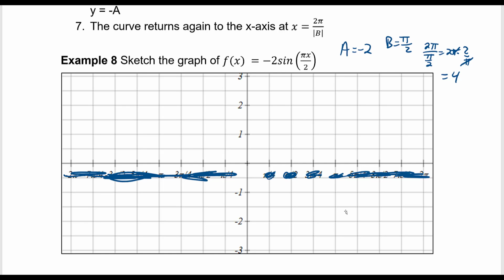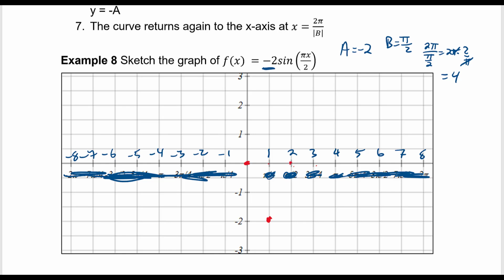Here we go. The fact that it's negative, it's going to be going down instead of up. Let me label this. 1, 2, 3, 4, 5, 6, 7, 8. Negative 1, negative 2, negative 3, negative 4, negative 5, negative 6, negative 7, negative 8. So it'll start here since there's no phase shift. And normally it'd go up, but it's going to go down. So here's our key components. It's going to bottom out then, and our coefficient was negative 2, so it goes down.